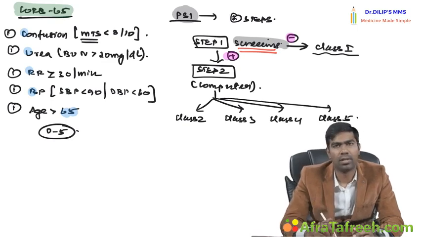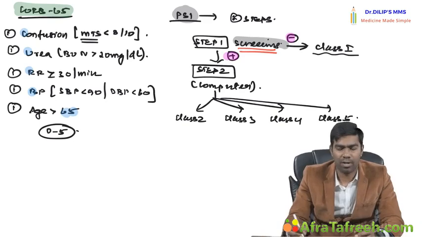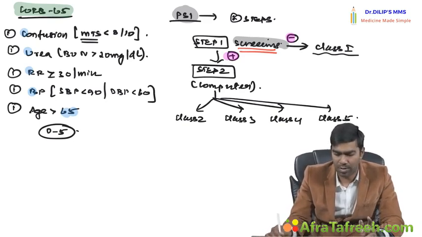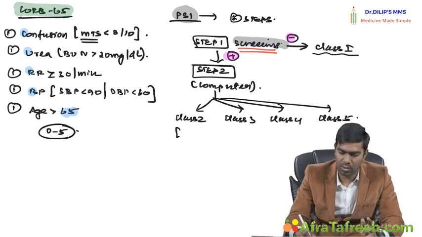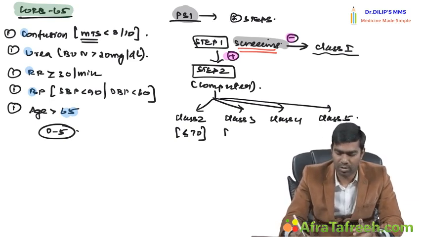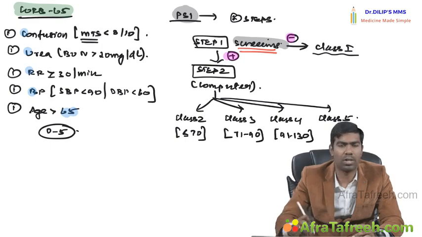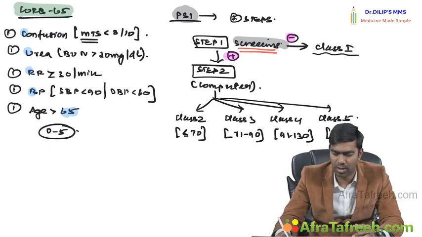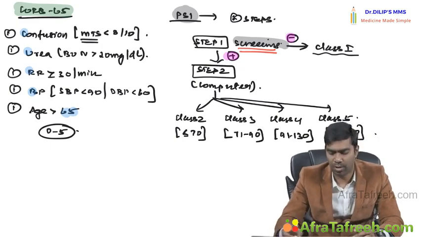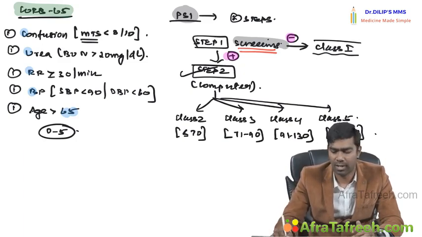Class 5. Clear? So in step 2, it's a computer-based score. If you get a score of less than 70 in step 2, that is called class 2 pneumonia. If the score is in the range of 71 to 90, that's class 3 pneumonia. If it is in the range of 91 to 130, that's class 4 pneumonia, and anything more than or equal to 131 is class 5 pneumonia. So it depends on step 2. If all the screening points are negative in step 1, then automatically pneumonia will be assigned as class 1 pneumonia.